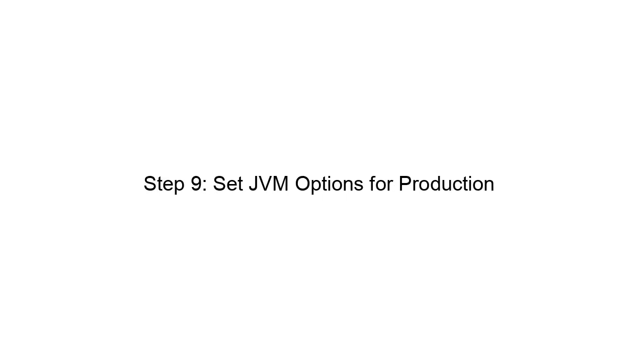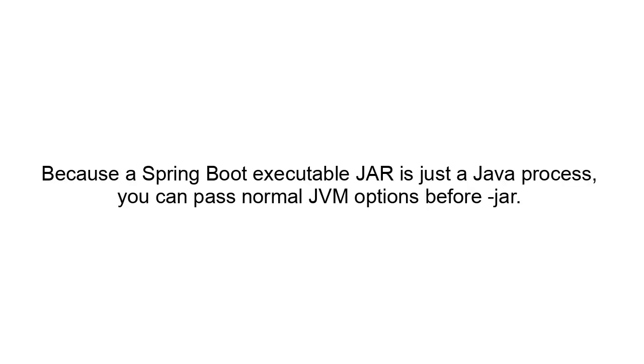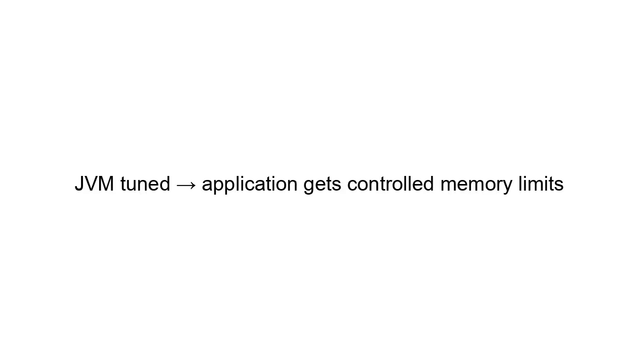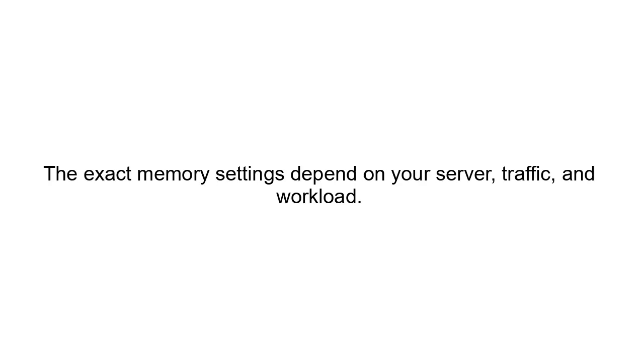Step 9. Set JVM options for production. Because a Spring Boot executable jar is just a Java process, you can pass normal JVM options before -jar. Example: java -Xms512m -Xmx1024m -jar myapp.jar --spring.profiles.active=prod. Example concept: JVM tuned means the application gets controlled memory limits. The exact memory settings depend on your server, traffic, and workload.